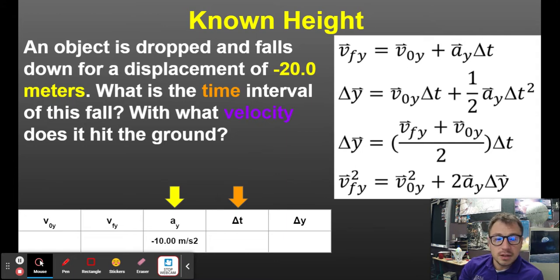Now, notice I didn't even bother asking what the acceleration is because it doesn't matter. It just is an object. It could be a tennis ball. It could be a bowling ball. It could be a penny. If we're ignoring air resistance, the acceleration for all objects will be negative 10 meters per second squared.